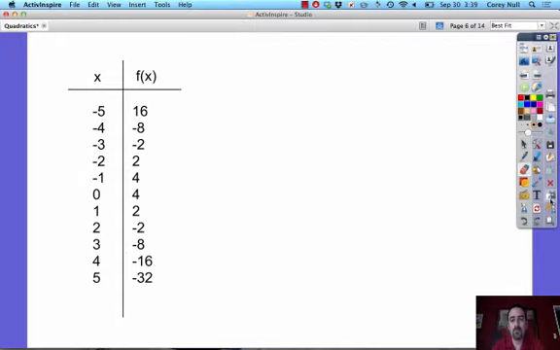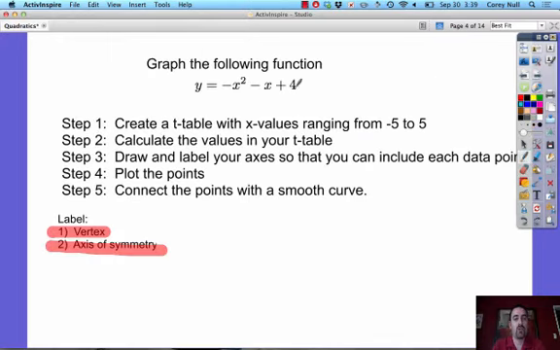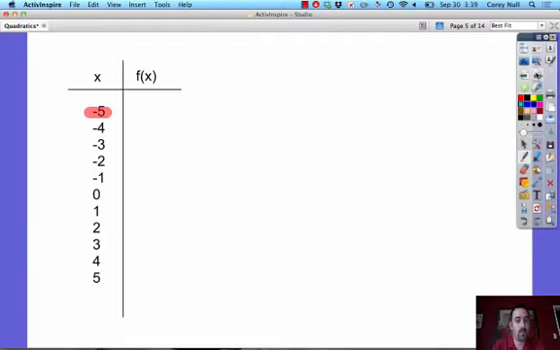Now, I haven't done this out by hand. I would very much like for you to make sure that you are able to plug a negative 5 in here and verify that you do get a negative 16. So make sure you're doing that on your own. Plug in a negative 5 into that equation, verifying that you get a negative 16. Alright, so we get a negative 16, negative 8, negative 2, and so on.